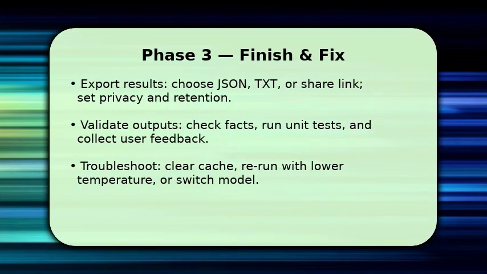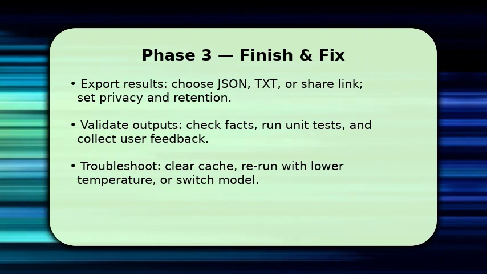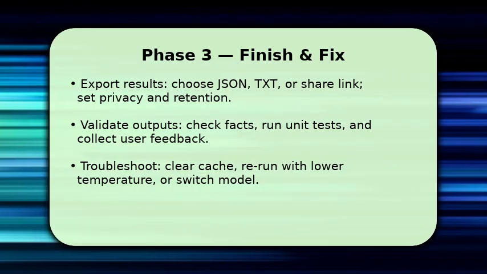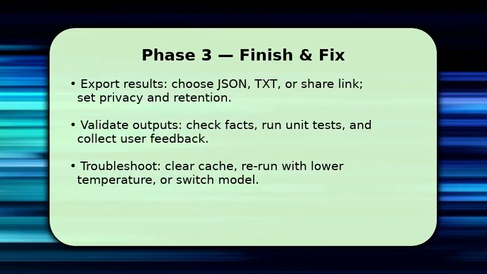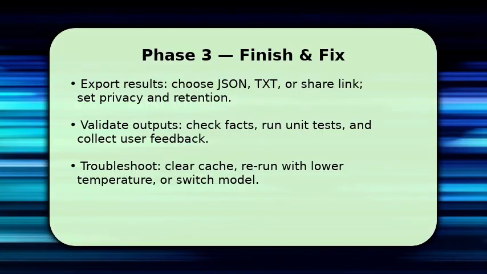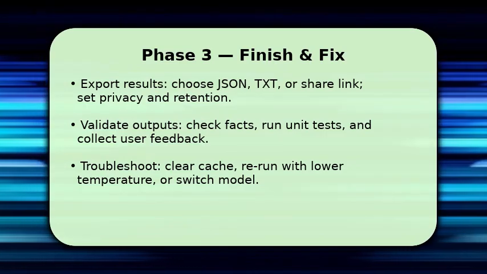You finish by exporting and validating the output. Pick JSON, TXT, or a share link and set privacy and retention rules. Then, check the results for factual accuracy, run quick unit tests, and gather feedback from 1 or 2 users. If something goes wrong, clear the app cache, lower the temperature to reduce hallucinations, or switch to a more conservative model. Finally, rerun the flow and compare versions so you can confidently deploy the best output.